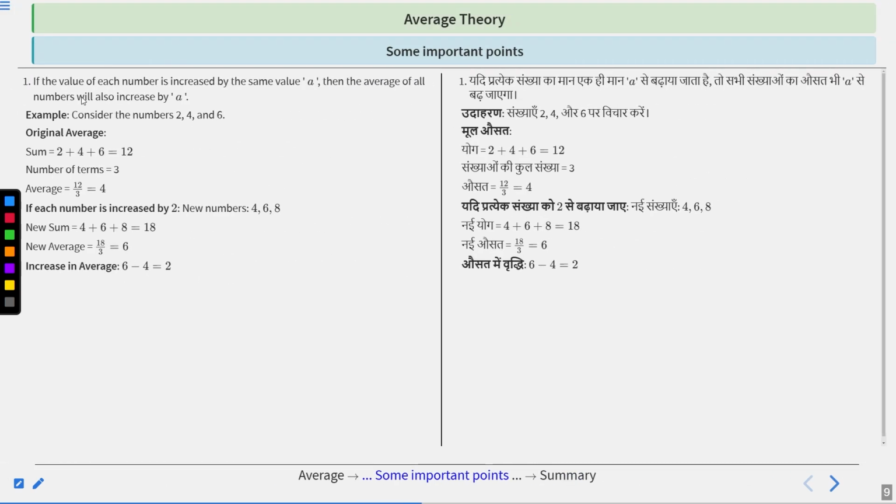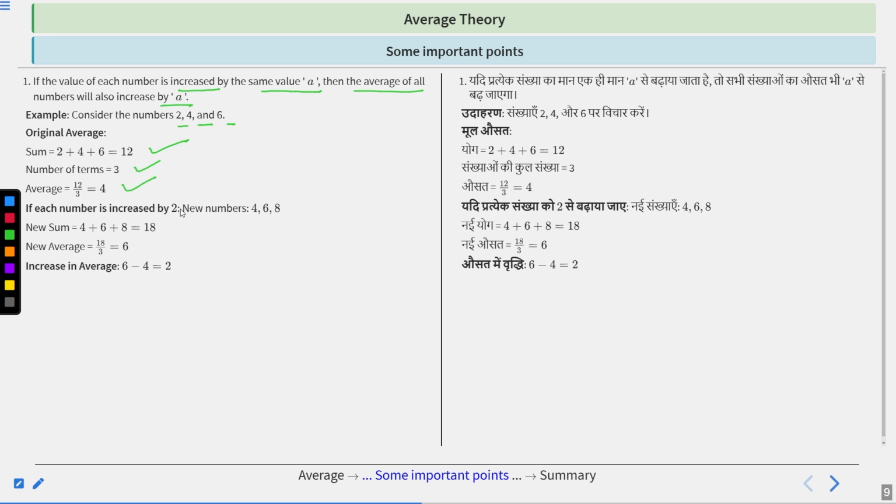Next, if the value of each number is increased by the same value a, then the average of all the numbers will also increase by a. Clear? For example, consider the numbers 2, 4 and 6. So what will be the sum? Sum becomes 12. Number of terms is 3. So the average becomes 12 upon 3, which is 4.